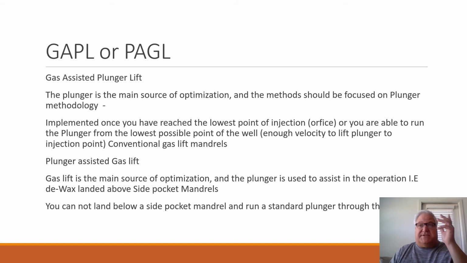Regardless of either one, you still have to be aware of velocities and damages and the speed you can bring that plunger up, and ensure that you're following all of the same safe operating practices for your plunger lift. Anyways, the last thing is you really can't run a plunger below a side pocket mandrel, at least with standard equipment, so you need a conventional gas lift system in order to run a plunger.